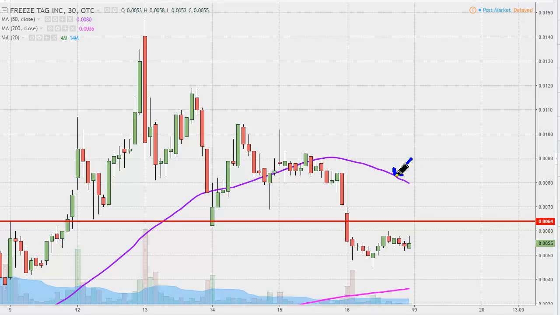But at this point in time, no need to talk about the purple line until the bulls can first accomplish that first step. And that quote-unquote first step that they need to fight through is going to be right there at 0.0064, 0.0065, whatever you want to call it.